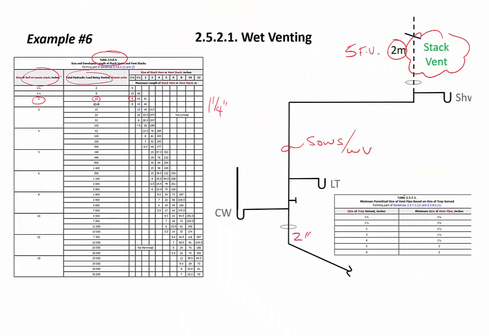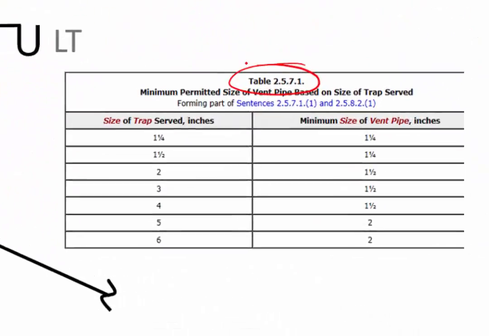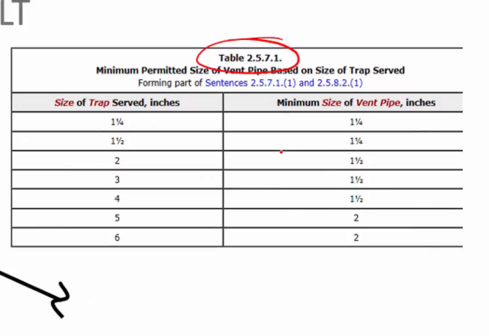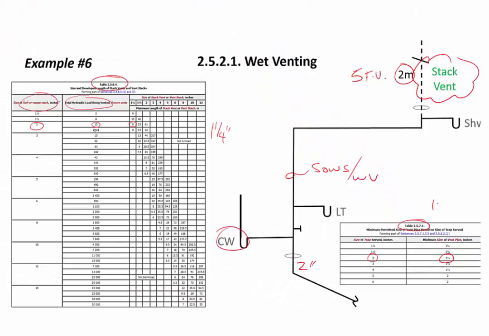But being a dry vent, we still need to satisfy table 2571. The largest trap served here is the 2-inch clothes washer. So for 2-inch trap served, minimum 1.5 inches venting. So we have 1.25 inches required by table 2584, 1.5 inches required by table 2571. So 1.5 inches will be the governing size of the stack vent for this installation.